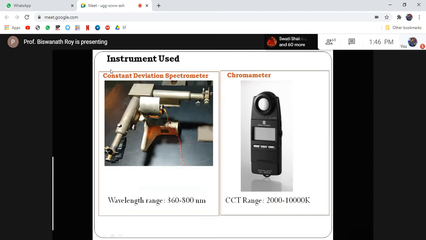Now, we are going to use two instruments. One is the constant deviation spectrometer. This is the physical appearance of the constant deviation spectrometer. The wavelength range is 360 nanometer to 800 nanometer. That is the visible range, because whatever we can measure here is with the help of our eye, so beyond this range it is not possible to measure anything. And this is the chromometer. The range is 2000 Kelvin to 10,000 Kelvin.